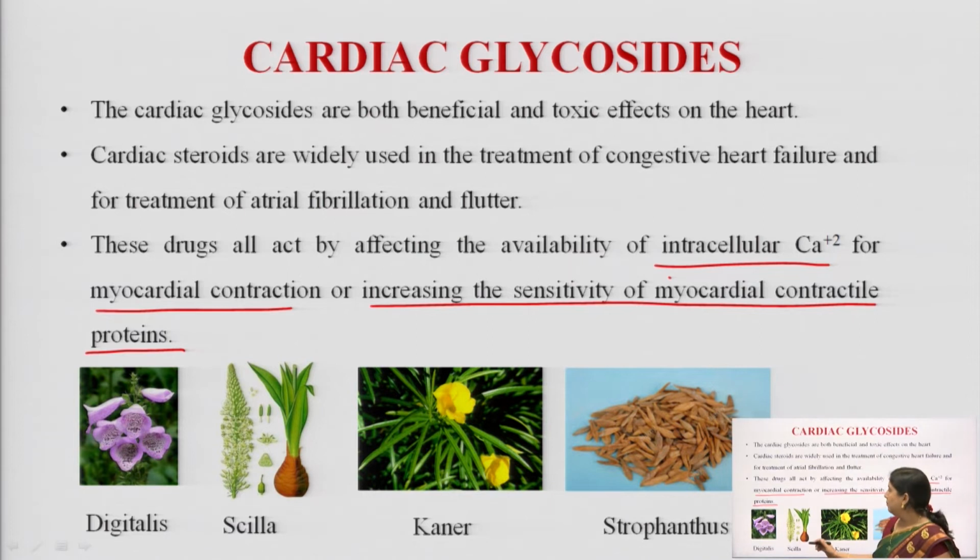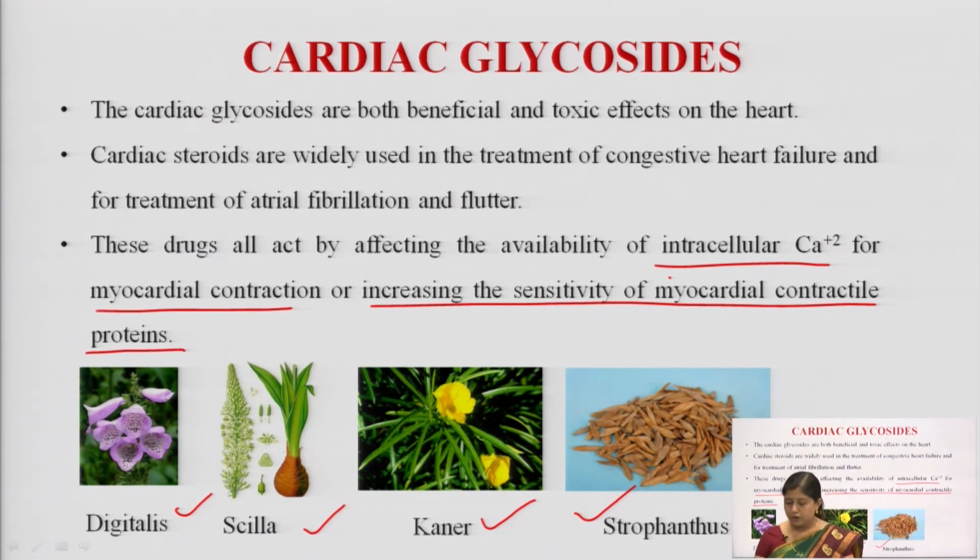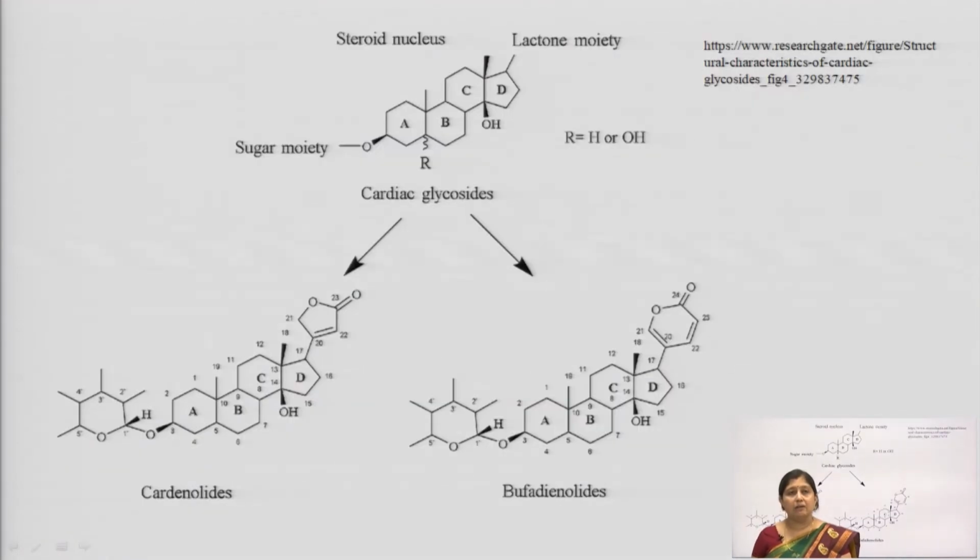And the main cardiac glycosides are digitalis, one of the widely used drugs for the production of digoxin, scilla, which is also known as the jungli pyaas, kaner, and then we have strophanthus. So, these drugs all have chemical constituents which act as cardiac glycosides, and these cardiac glycosides can be classified into two categories. One is the cardenolides and then the bufadienolides.